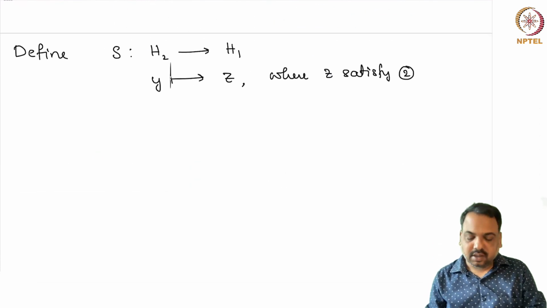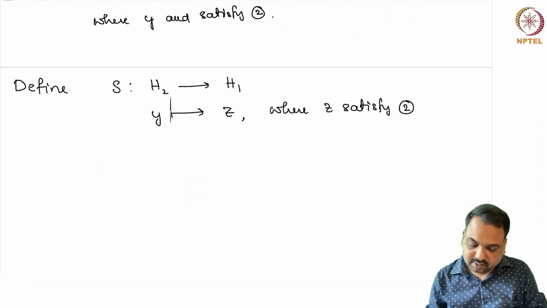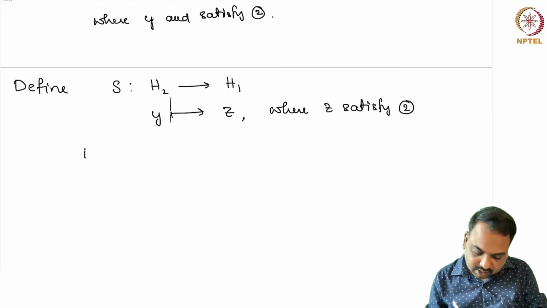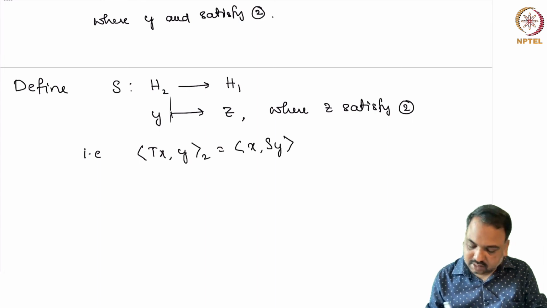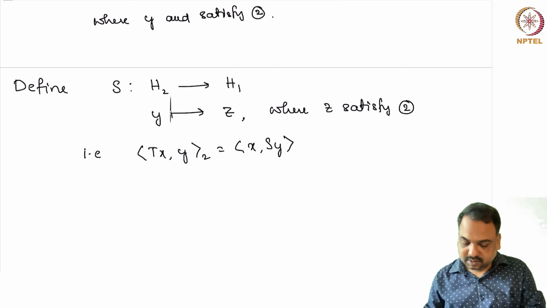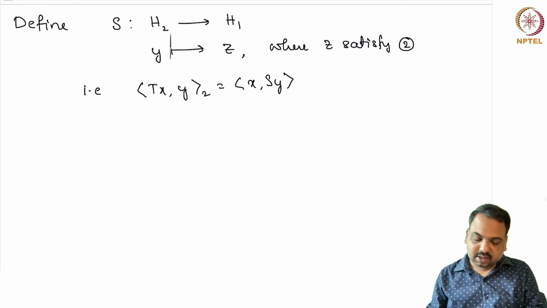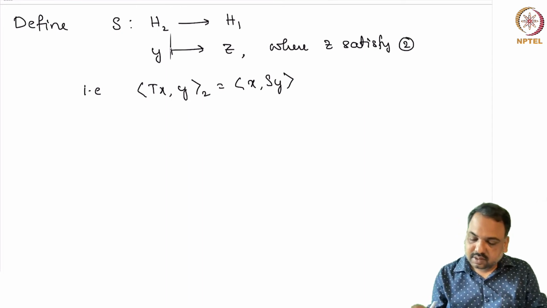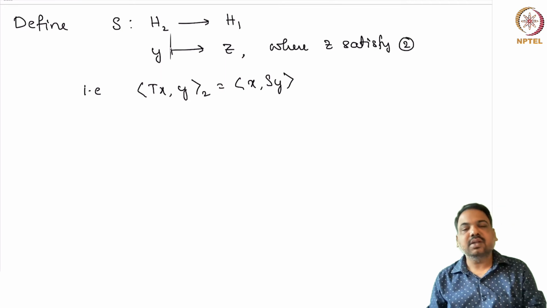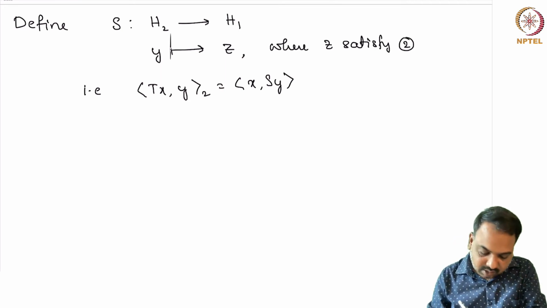Okay, this means we can replace z by Sy, that is, the inner product of Tx with y is the inner product of x with Sy, because Sy is nothing but z. So we got a map from H2 to H1. It is an operator. Now we can ask whether it is linear. These are the following questions we can easily ask.